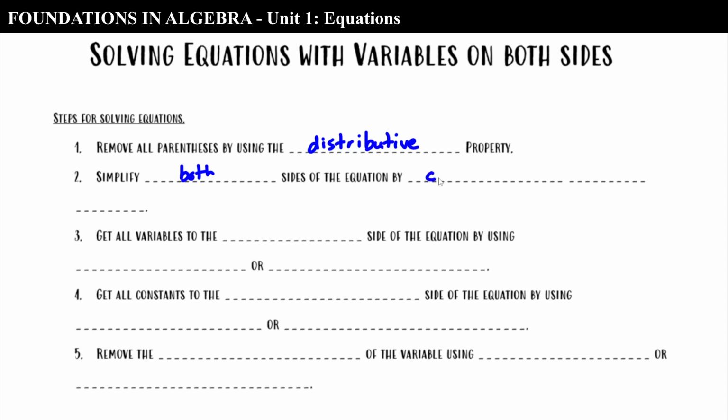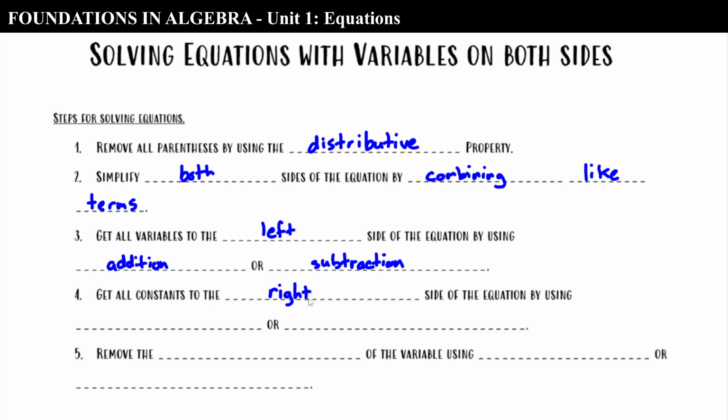And you do that by combining like terms. Once you've combined like terms, you're going to get all the variables to the left side of the equation by using addition or subtraction. Then you're going to get all the constants to the right side of the equation. And you're going to do this by using addition and subtraction again.